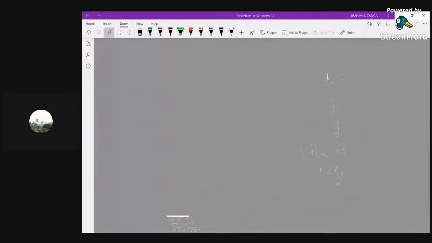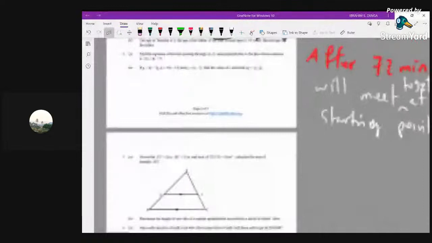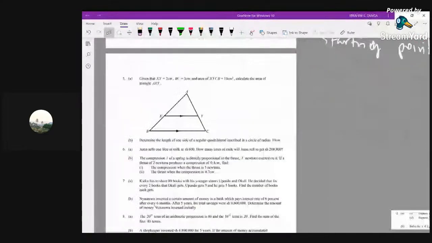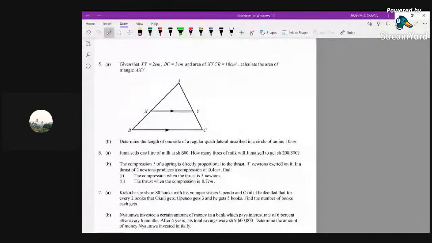Okay, going to question number 5, just as quick as possible. Question number 5. So we were given similar triangles, given AX equals 2, XY 2, BC 3, and the area of XYCB is 10 centimeters square. Calculate the area of triangle AXY. So we're going to use similarity here to solve this question. But before, we have to show that actually these triangles are similar.